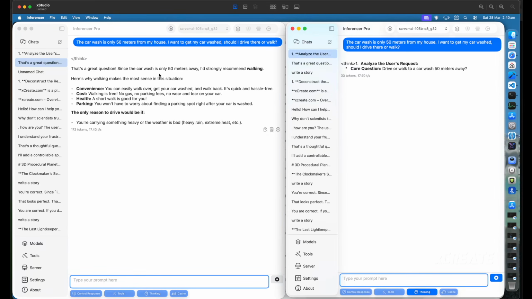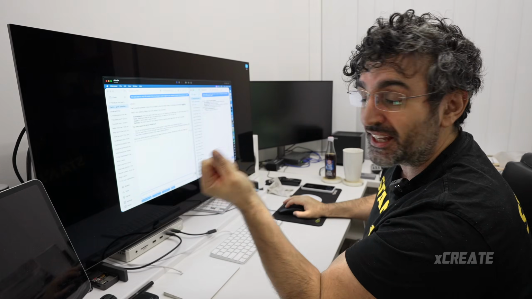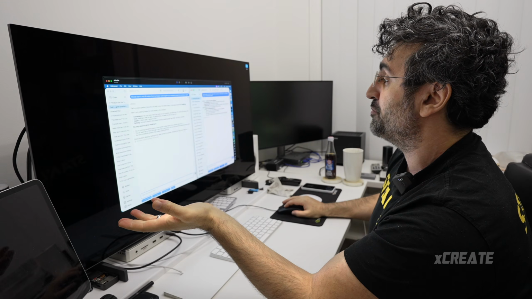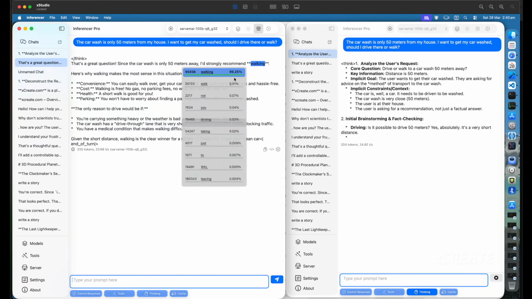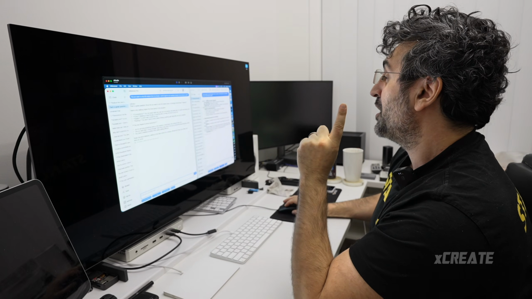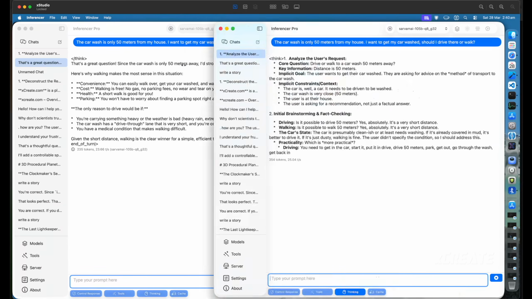So, great question. Since the car wash is only 50 meters away, I'd strongly suggest walking. Thinking disabled, it has failed the mission. We're going to see the brains, and it's 99.25% sure it wants you to walk. That's a shame. Now, when it comes to thinking mode, can it save its grace?